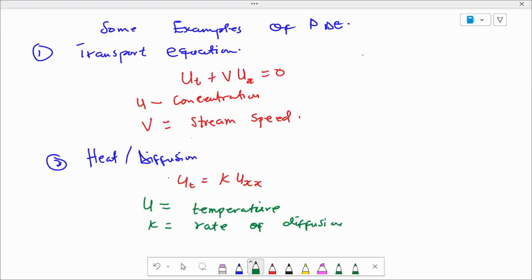These are some of the examples. There are many partial differential equations. Another one we'll talk about is the wave equation.